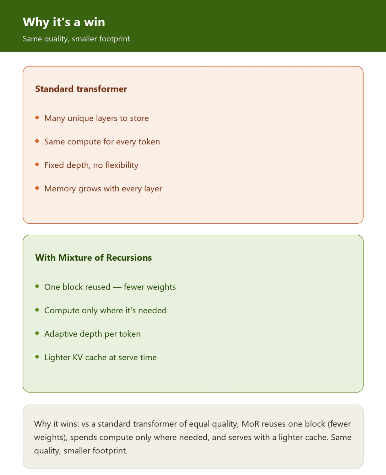Versus a standard transformer of the same quality, it uses far fewer unique parameters because the block is reused. It spends compute only where it's needed. And it trains and serves with less memory thanks to smarter caching.